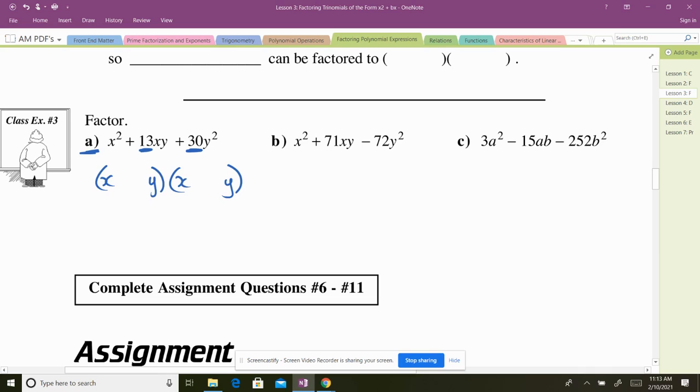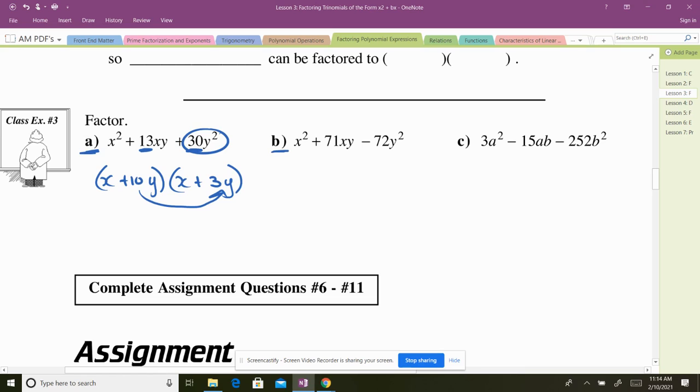Okay? The numbers are still the same. So we said 10 and 3, so it's going to be x plus 10y, x plus 3y. And the reason you have the y's at the back is because if I FOIL this, what's 10y times 3y? 30y squared, which is that. Okay, that's why you need the y's at the back. All right, so let's look at B.